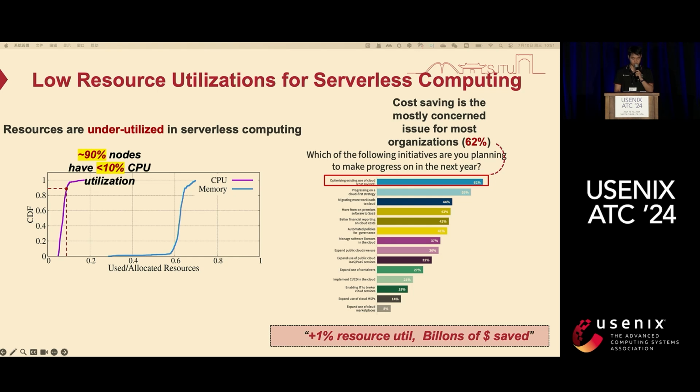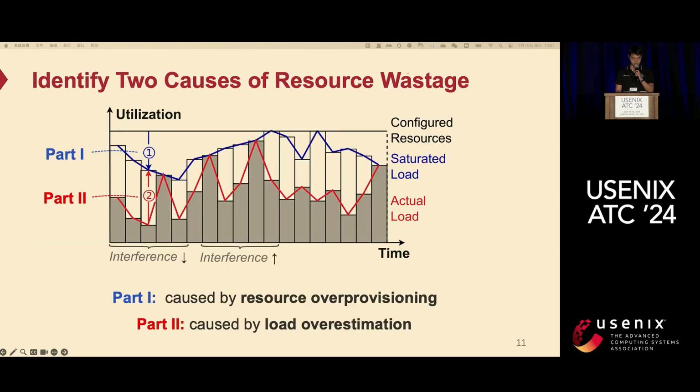Okay, so nowadays, an important issue of serverless systems is that the resource utilization is low. Resources are seriously wasted and underutilized. In Huawei Cloud, 90% of nodes have less than 10% of CPU utilization. How to efficiently utilize resources and save costs is the most concerned issue for most organizations. Every 1% increase in resource utilization would mean billions of dollars in savings.